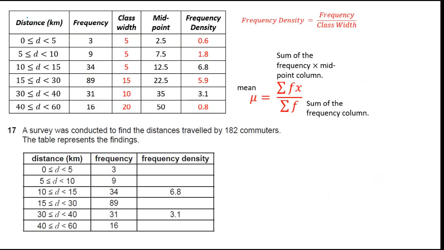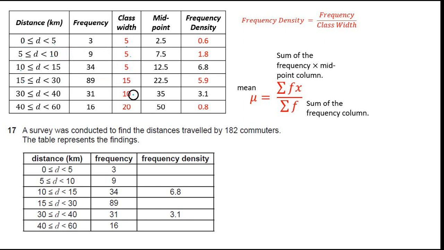Alright, let me show you what I mean. So you have got this table, right? The formula for frequency density is that one there: the frequency that something happens divided by the class width. The class width you find by subtracting. Can you see? 5 minus 0, it's 5. You with me? 10 minus 5 is 5. 15 minus 10 is 5. 30 minus 15.